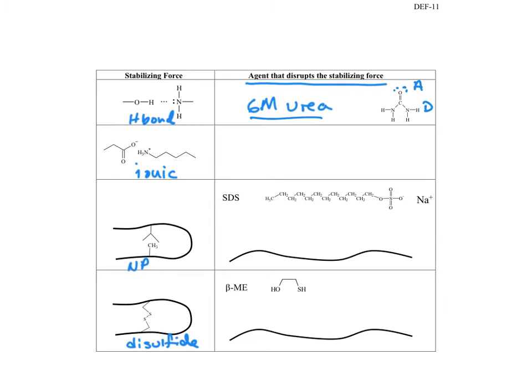Pause the video for a moment here and think about what could you add to a solution of water that might change these being full negative or full positive in a fashion that would take away an ionic interaction. Pause for a moment and think that through, and then we'll see if you come up with it.